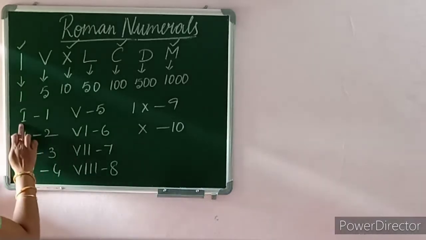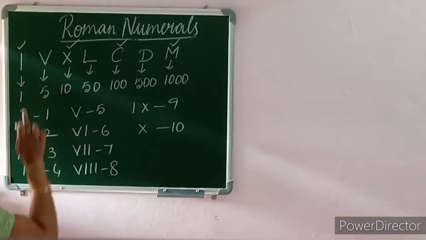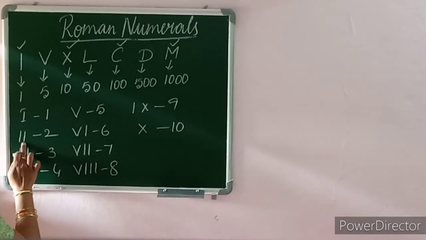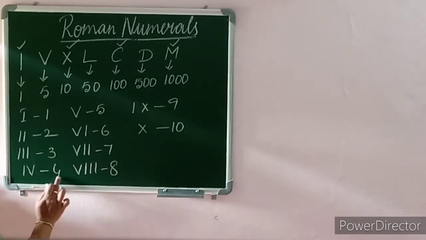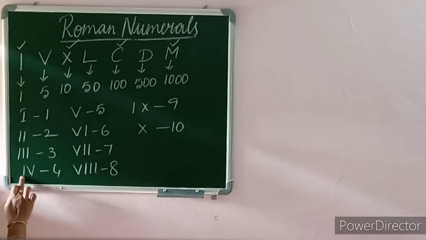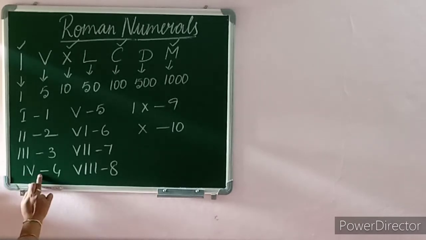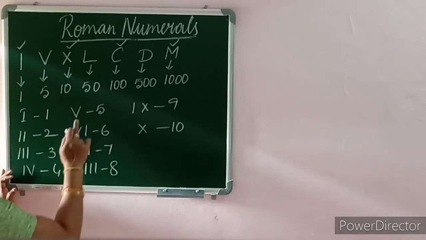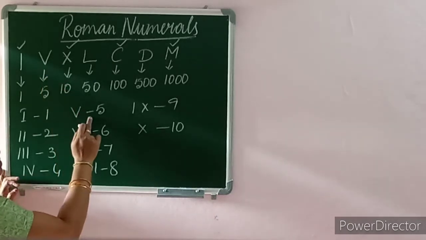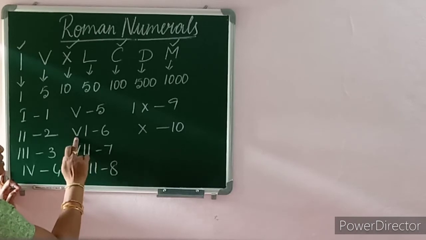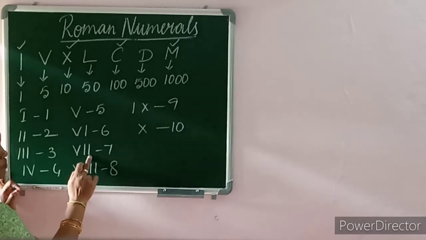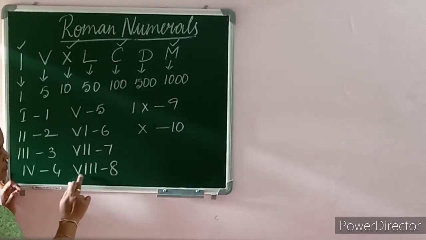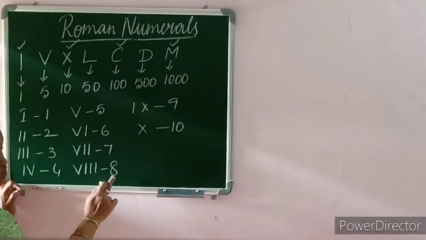See here, I means 1, which is already given in the system. II means 1 plus 1, which is 2. III is 1 plus 1 plus 1, which is 3. And this one I have already clarified: this is 5, and before 5, if you write 1, that is subtraction, 5 minus 1 is 4. And 5 you have the symbol directly, that is V. And VI means 5 plus 1, which is 6. VII is 5 plus 1 plus 1, which is 7. And VIII is 5 plus 1 plus 1 plus 1, which is 8.